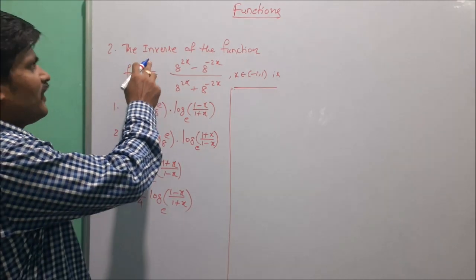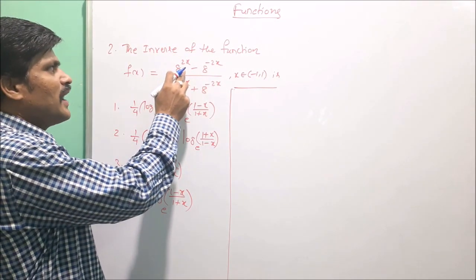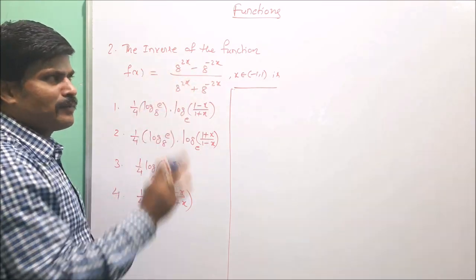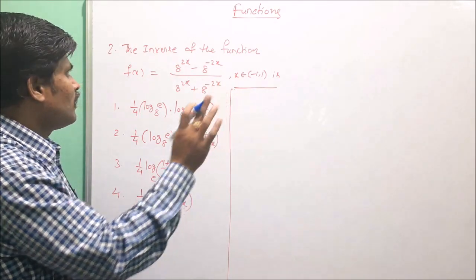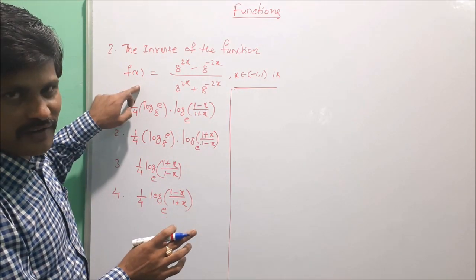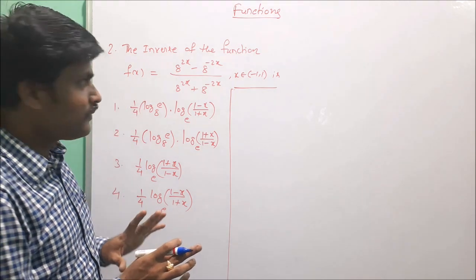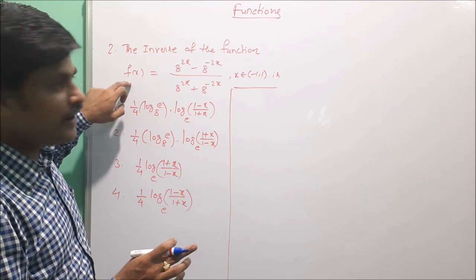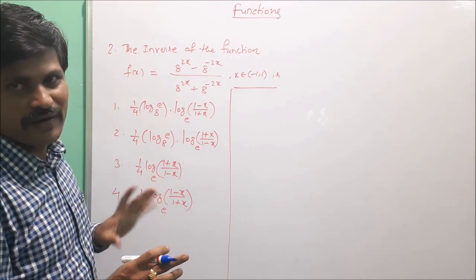Now the second one is the inverse of the function f of x equals to 8 power 2x minus 8 power minus 2x by 8 power 2x plus 8 power minus 2x, x belongs to open interval minus 1 comma 1. Here we find the inverse of the function. So this is a very easy question. Now this is an IPE type question. In IPE, this question will be given for 2 marks.